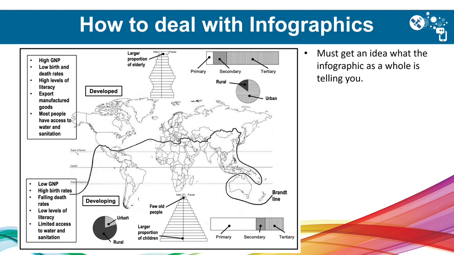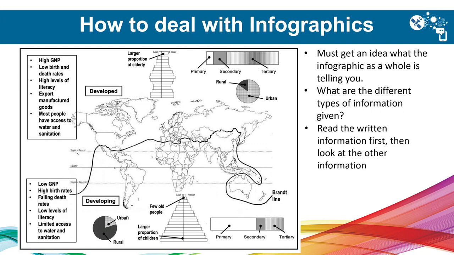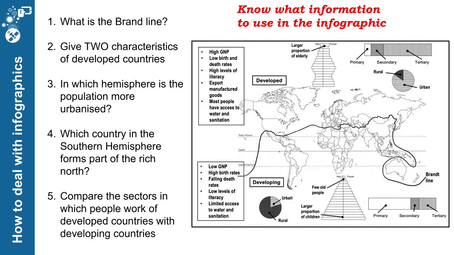Get an idea of what this infographic is telling you. What are the different types of information that are given? Ask yourself that question. Read the written information first. That normally gives you an overview of what this thing is all about. And then look at the other information and see how it ties in with what is written down. Look for links between them. Okay? So, there's the infographic.